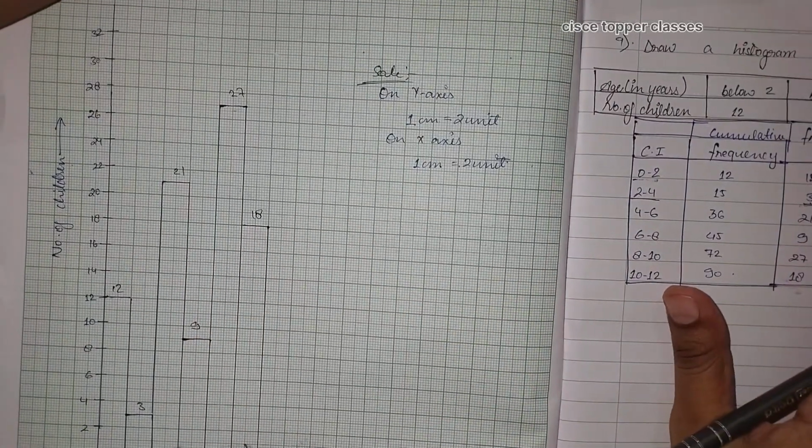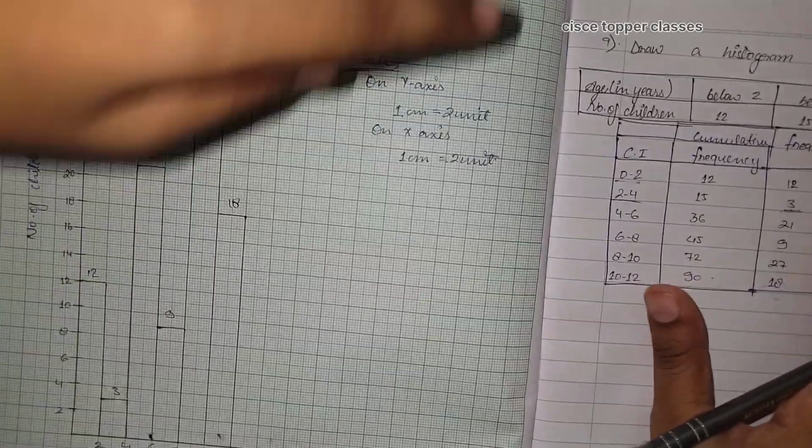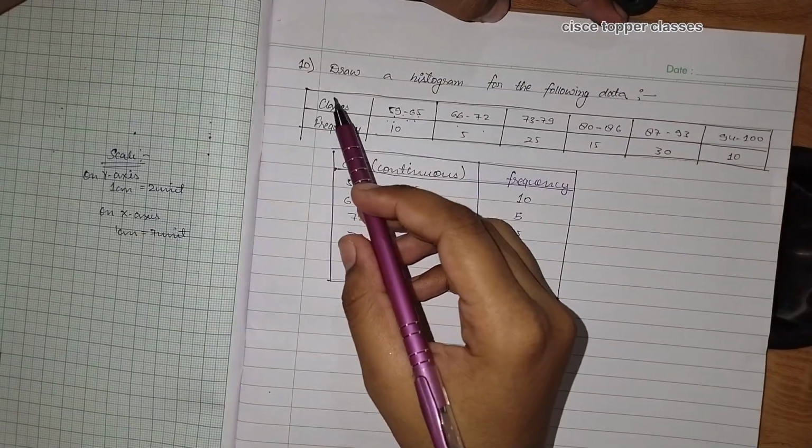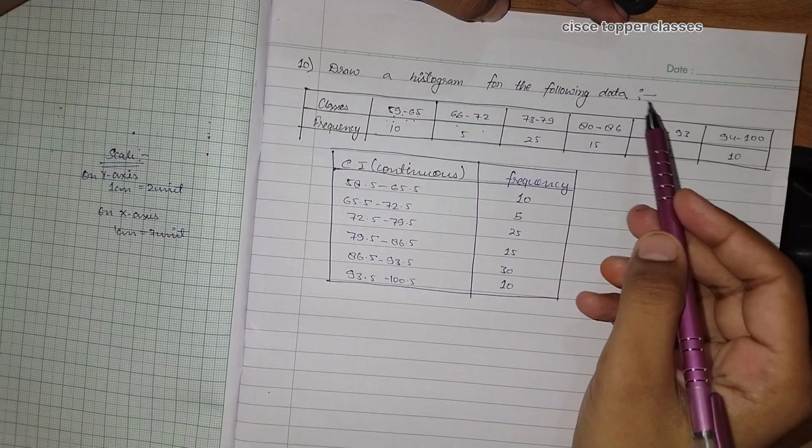So this is the histogram drawn here, and this is the solution of question number 9. Now let us solve question number 10. Draw a histogram for the following data.